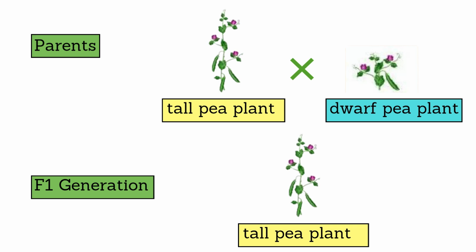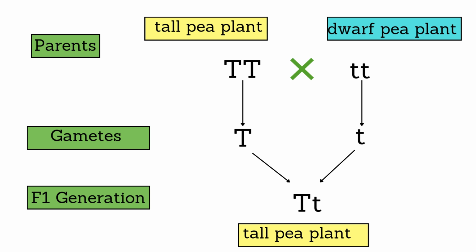But what's happening genetically? The tall parent has genotype TT, and the dwarf parent has genotype tt. Their gametes are T and t, respectively. When combined, all F1 offspring have genotype Tt, heterozygous tall.